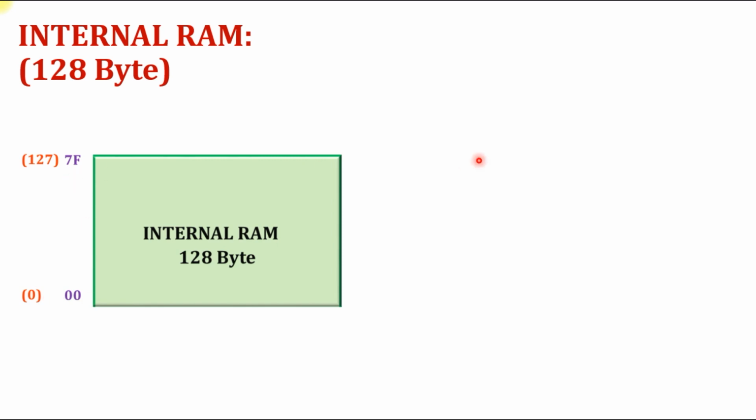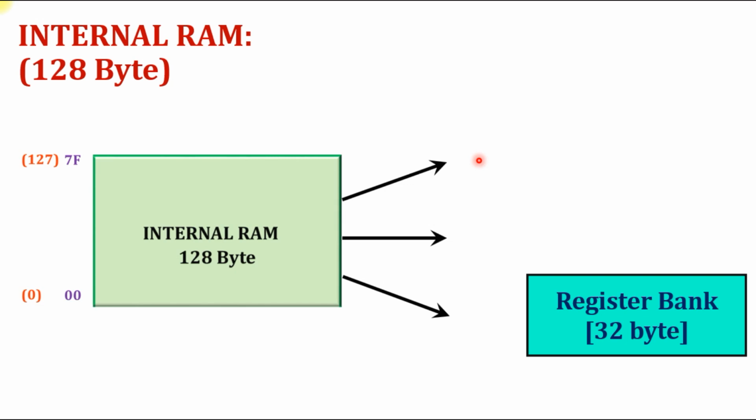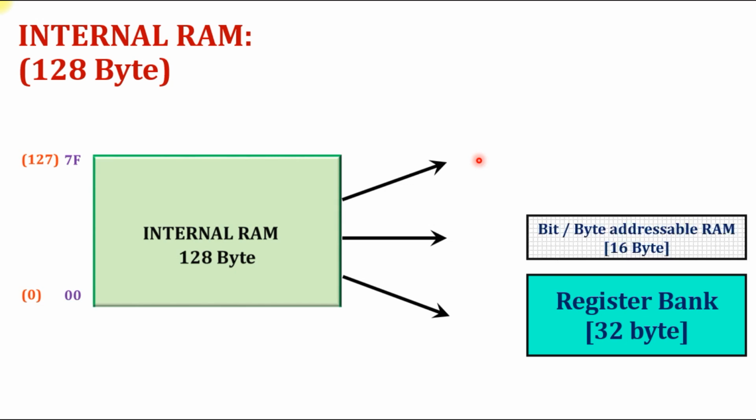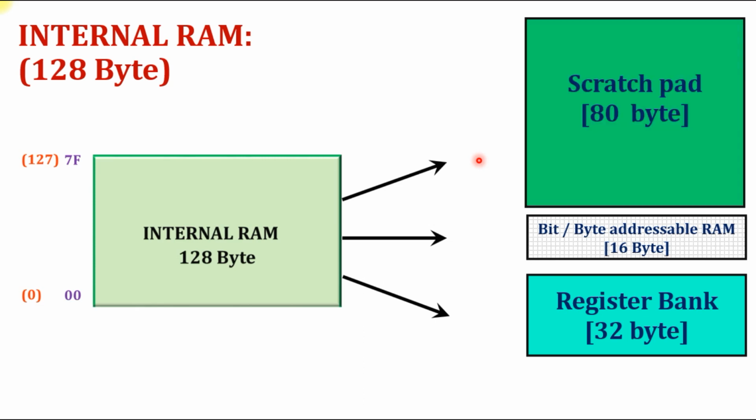So this is organized into 3 different subsections. First portion is the register bank, that is 32 bytes, and the second portion, on top of that register bank, is the bit addressable RAM, that is 16 bytes. On top of that bit addressable RAM we have the actual scratchpad of 80 bytes. So this 128 bytes is divided into three memory locations: 32 plus 16 plus 80, that is 128.